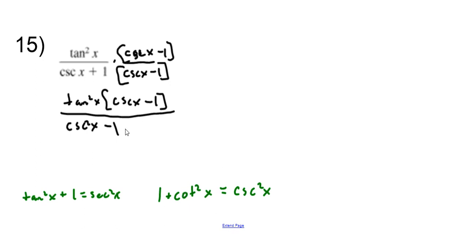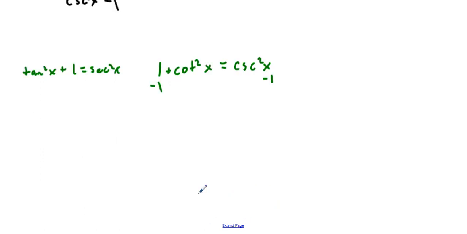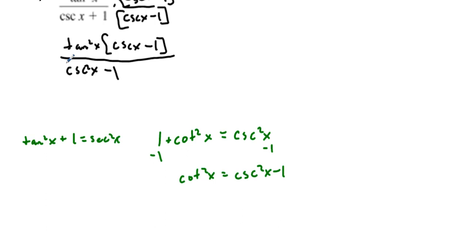I have this pretty close, but right there I have a 1 plus, and I need a minus 1 over there. So guess what we're going to do? We're going to do a little algebra. I'm simply going to take this 1 and subtract it from both sides, minus 1, minus 1. And so what we have is cotangent squared of x equals cosecant squared of x minus 1. And that is what I want.